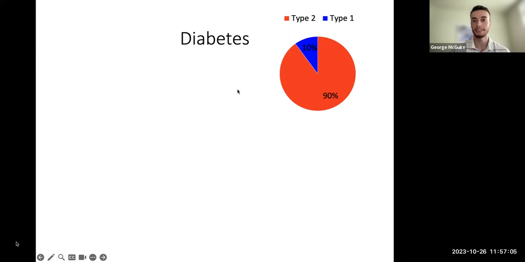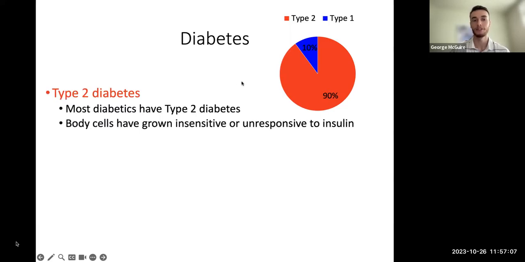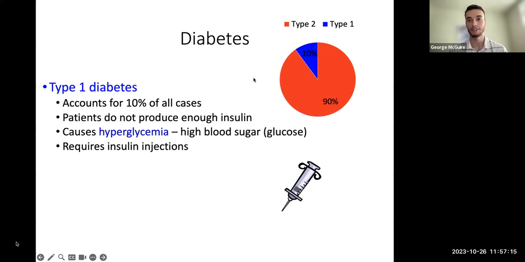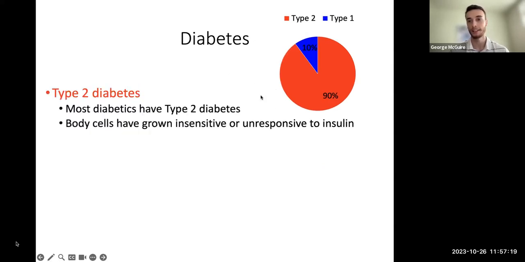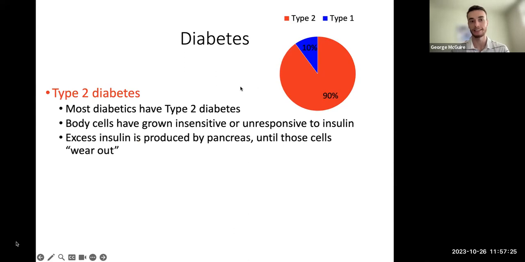Type 2 diabetes, which is the much more common version of diabetes, stems from our cells just not reacting to insulin. So again, type 1 was our body not producing insulin. Type 2 is our body's inability to react to insulin, or at least a reduced ability to react to insulin. Right? And so this is referred to as insensitivity.